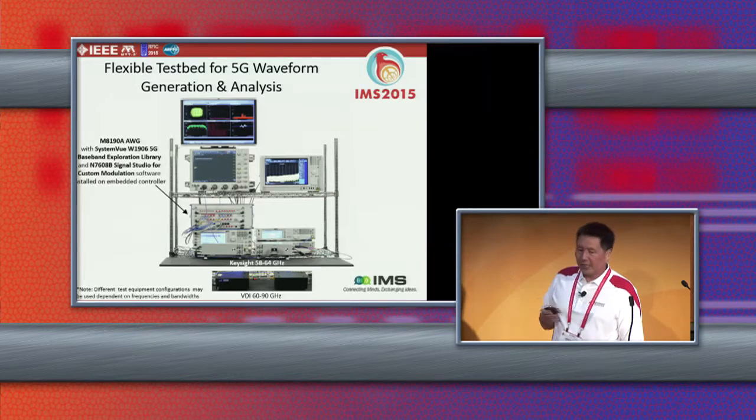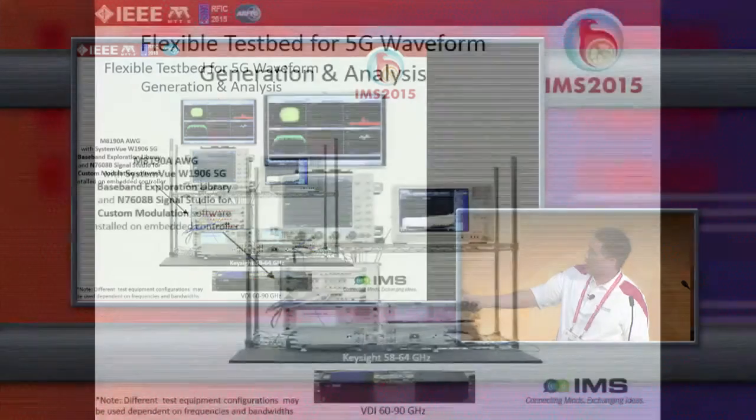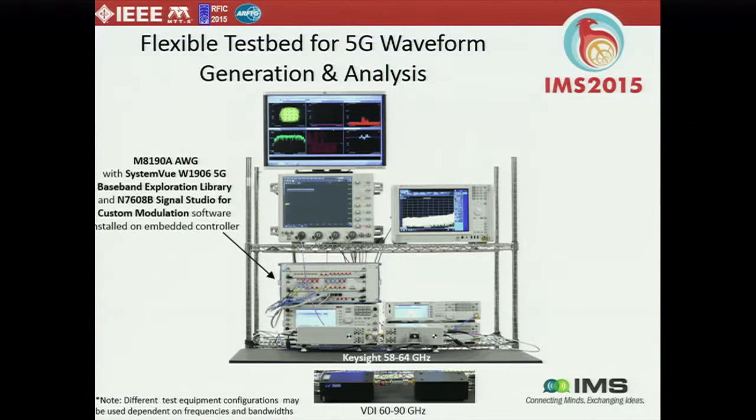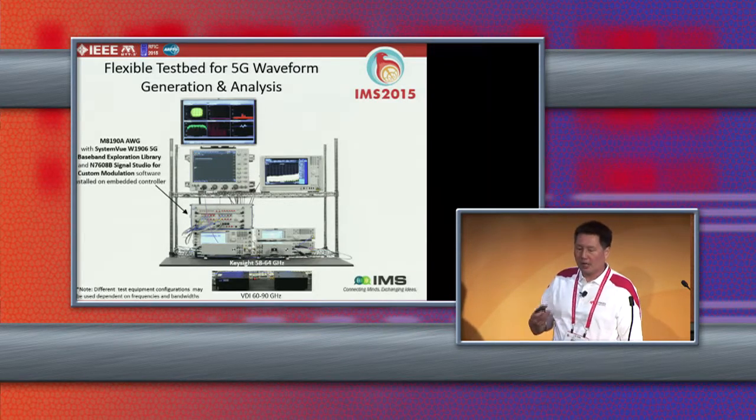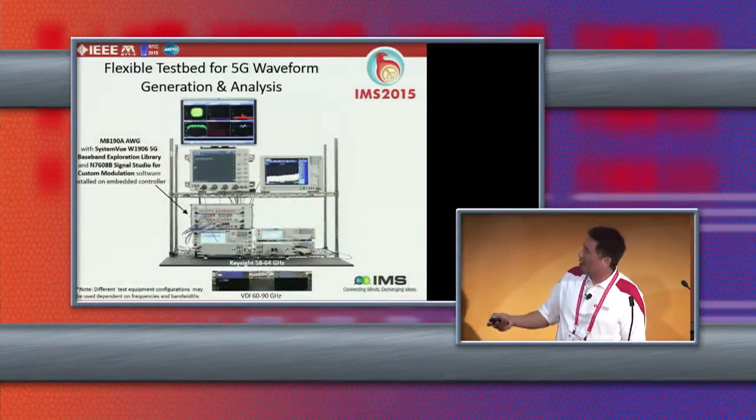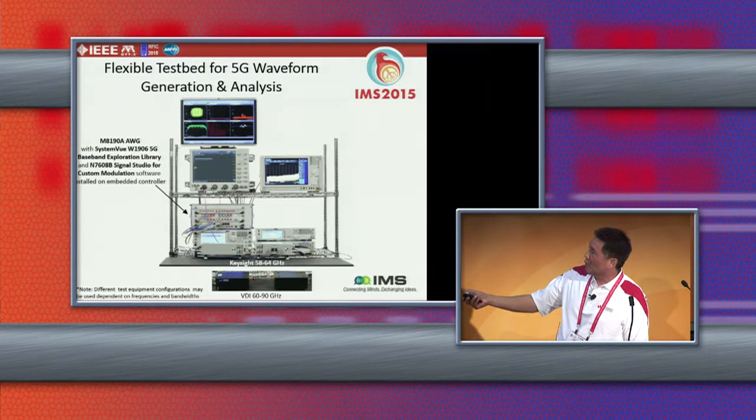So at the heart of the test bed is this M8190 AWG. And this AWG setup has an embedded controller. This is basically a PC. And on this we have our System View design library installed on the embedded controller, as well as Signal Studio for custom modulation. So this is kind of the software component to it. And the M8190 AWG itself generates I and Q waveforms.